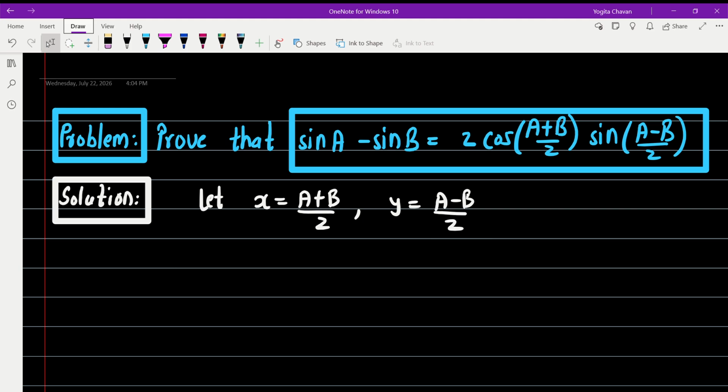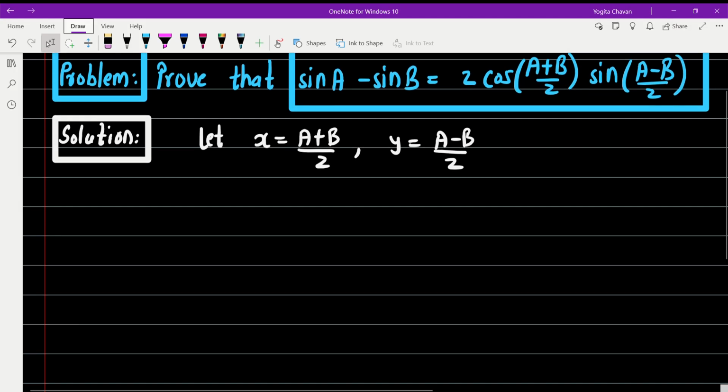Let's prove sin A minus sin B is equal to 2 cos((A plus B)/2) sin((A minus B)/2). Now see the solution. Let x be equal to (A plus B) divided by 2 and y be equal to (A minus B) divided by 2.